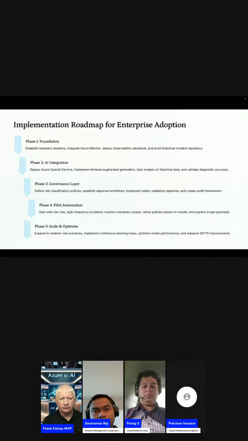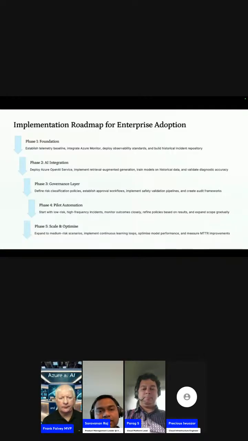The first phase is the foundation. We really need a detailed telemetry baseline and integrated monitoring systems. It could be Azure Monitor, it could be your own different monitoring system, but absolutely we need a really good monitoring system for observability signals, and we need to build a historical incident repository as well. So over a period of time, all of this becomes a knowledge base for the Gen AI model.